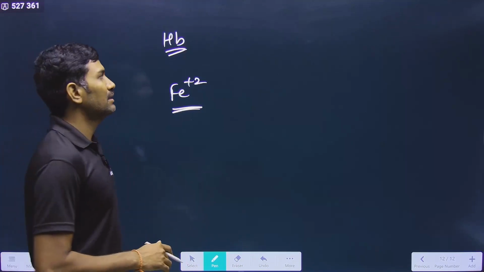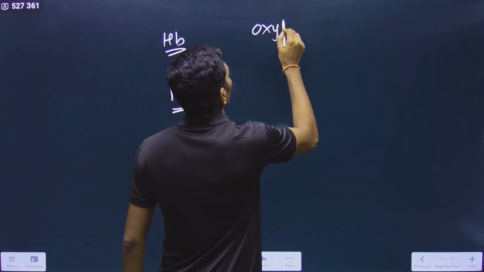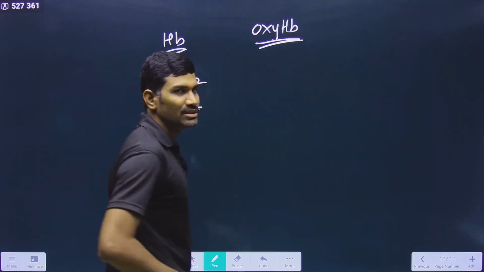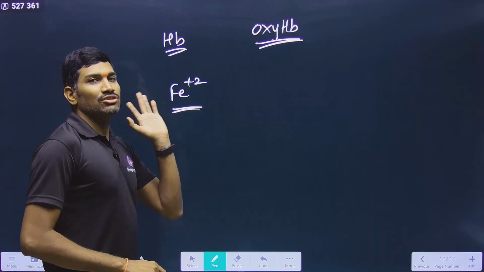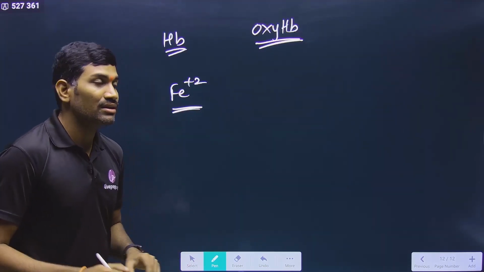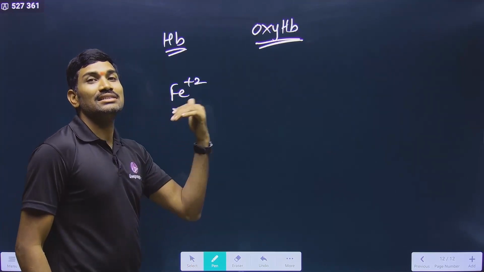Please remember this. But when it is forming oxyhemoglobin, that means when oxygen is attached, the question here is whether it is oxidation or not. How will you know this? If iron is oxidized, oxidized means what?